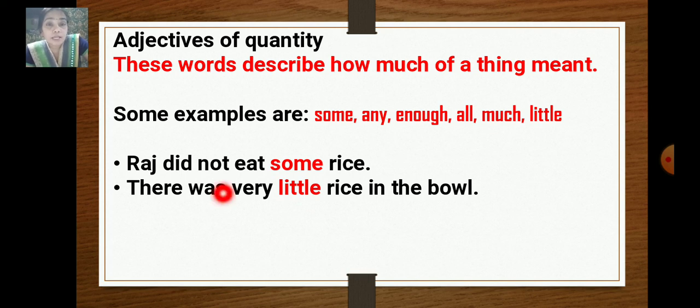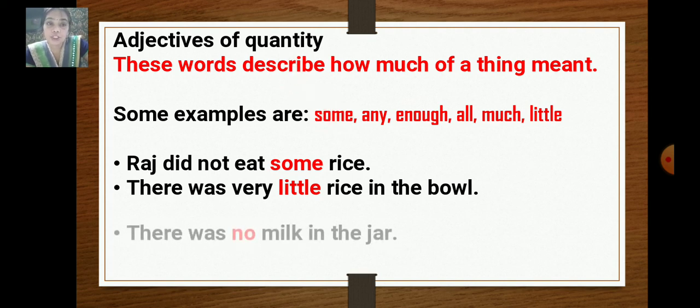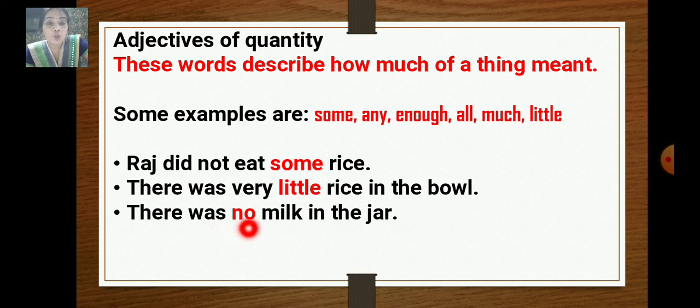The next sentence is, there was very little rice in the bowl. So how much rice was there in the bowl? Little. So you will get the answer for how much. So it is an adjective of quantity. There was no milk in the jar. So how much milk was there in the jar? No milk. So the word no is also an adjective of quantity.